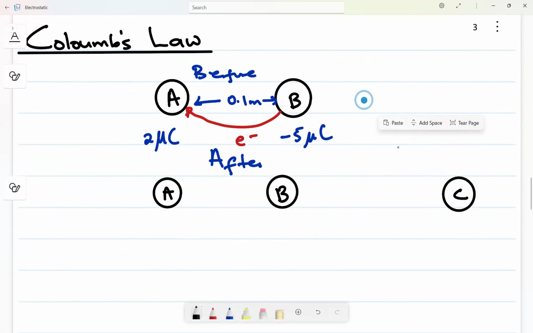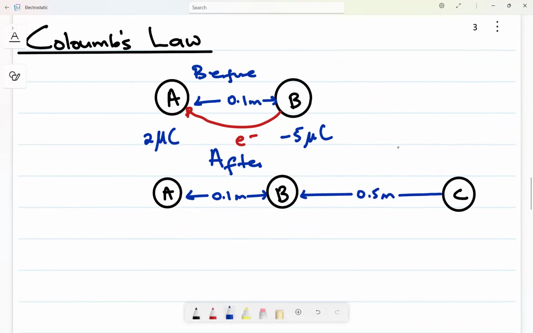Let me remove this. They add charge C. Remember the distance between this one and this one? Still 0.1 meters. Let's say the distance from this one to that one is something like 0.5 meters, maybe, whatever. Okay?